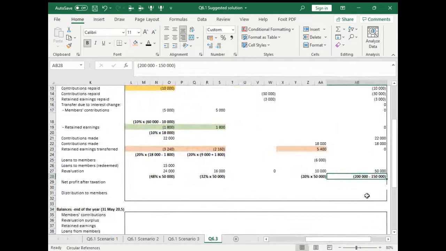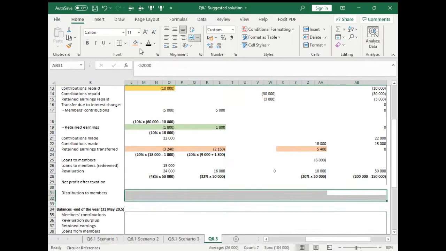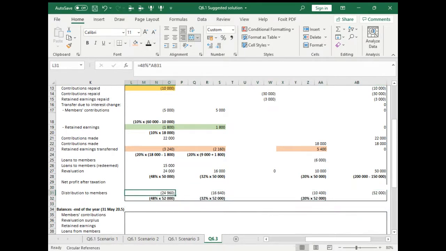I started here with the distribution to the members because that one is the easiest one. We know what the value is. It's 52,000. So we reduce their net investments with the 52,000 that is paid out, and we allocate it based on their current members' interest percentage.